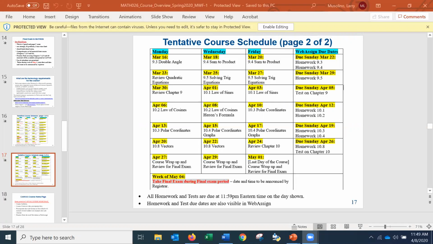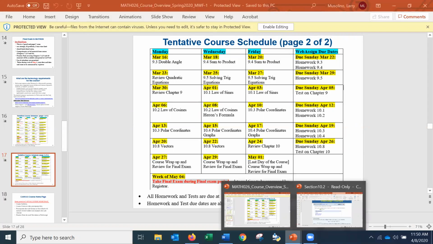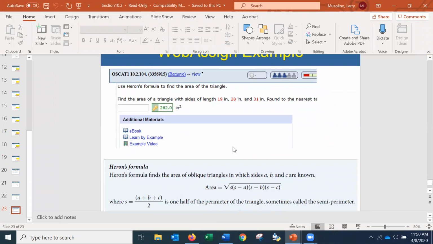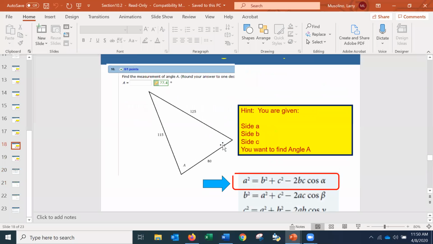For number 7 on my questions on WebAssign, it says I have to find the length of x, rounded to the nearest tenth. I think I have to use the law of cosines for that one. Can you say that one more time, Gennaro? What was the question again? For number 7 on 10.2 on my homework, it's find the length of side x, rounded to the nearest tenth. So yes, that's going to be law of cosines, Gennaro. Exactly right.